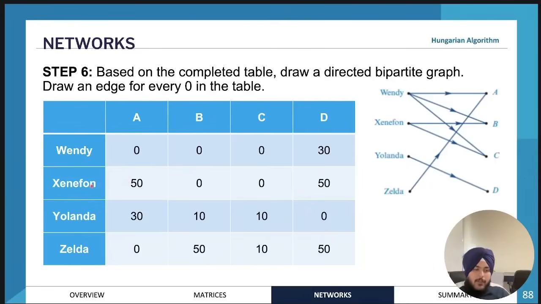So Wendy can do tasks A, B, and C in the minimum amount of time. If we look at Xenophon, then he can do task B and C in the minimum amount of time. So we can draw a line there in the bipartite graph. Yolanda can do task D in the minimum amount of time. So there's just a line between Yolanda and D. And then Zelda can only do task A in the minimum amount of time. So now we can perform the allocation using the steps that I've shown above.